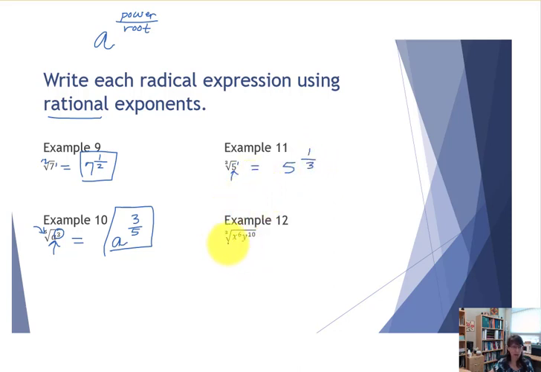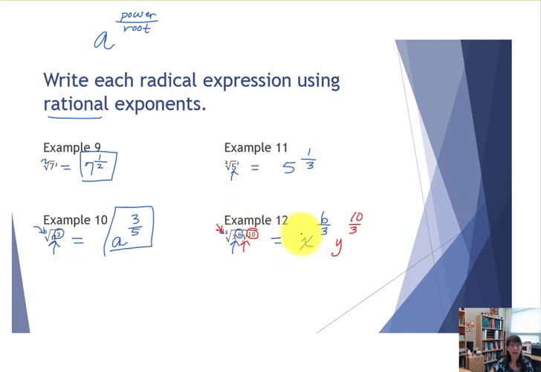Finally, example 12. Now this one looks a little scary, but we'll just take one base at a time. The first base is x. We know that we're going to have that raised to power over root. So for x, the power is 6, and our root is 3. Then we have a different base. Y is our other base. Y is also going to be raised to power over root. The power here is 10. Again, the root is 3.